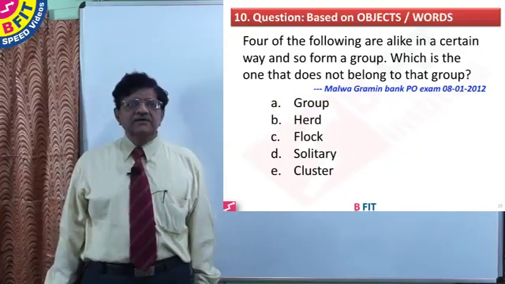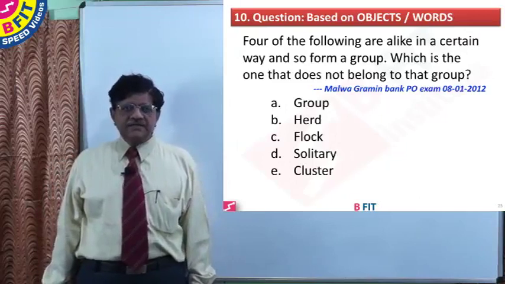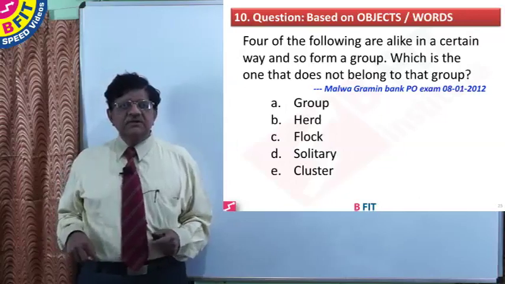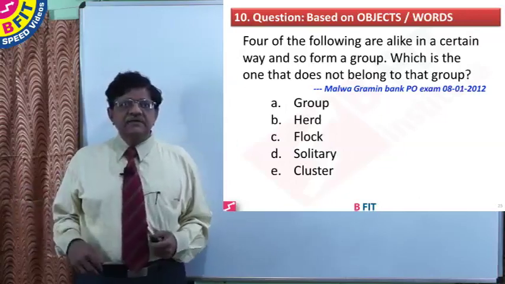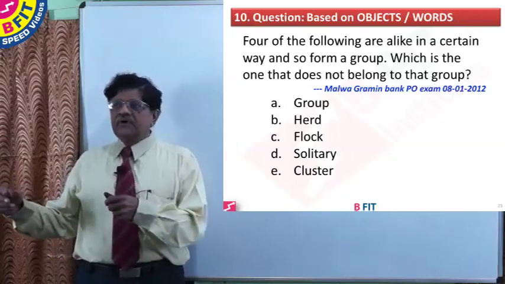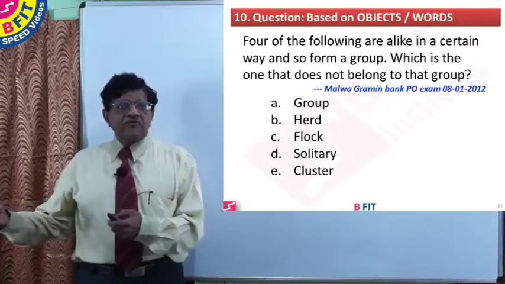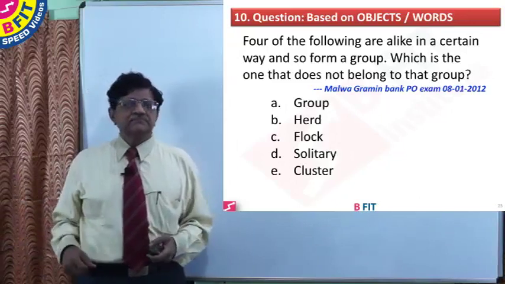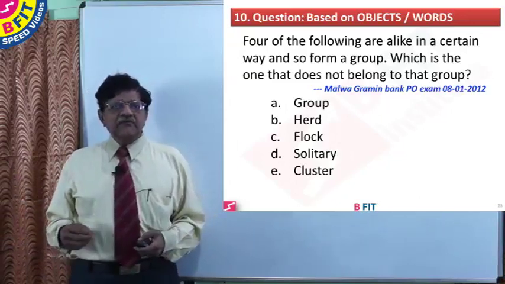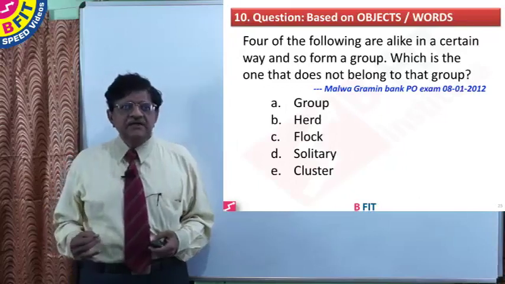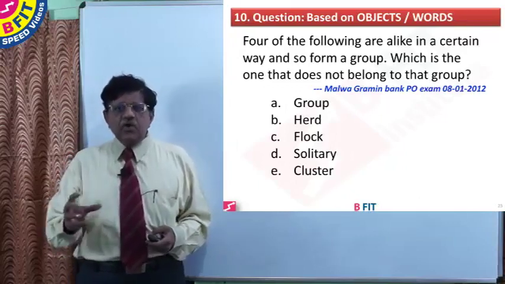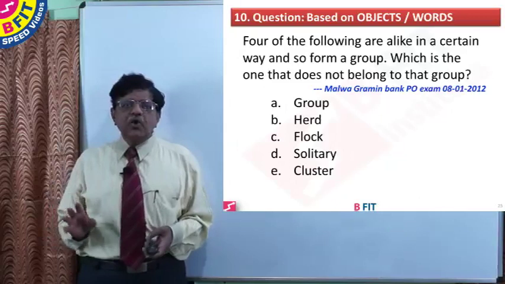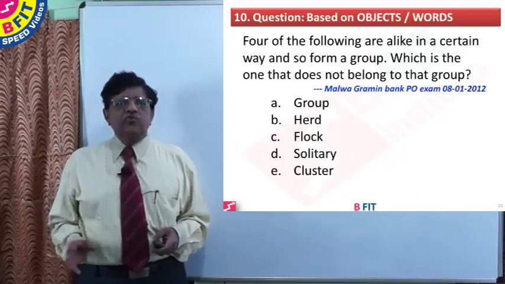Group, herd, flock, solitary, cluster. If you look carefully into these words, what do you call a group? A group of companies, a herd of elephants, a flock of sheep, a cluster of islands. So, if you look carefully, the words group, herd, flock and cluster denote something of a group, whereas solitary means remaining alone, which does not denote a group.